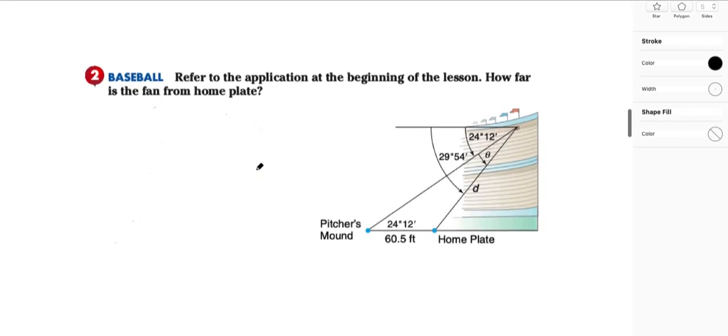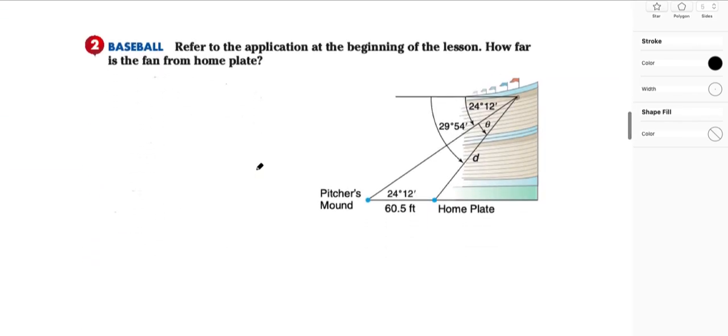So let's go ahead and look at this next example. This example refers to information given earlier in the chapter, but we're going to look at the picture and see if we can divine the answer for ourselves. So how far is the fan from home plate? This is the distance that we're looking for. Here's a fan up in the stands, and here's home plate, and let's see what information we can divine.